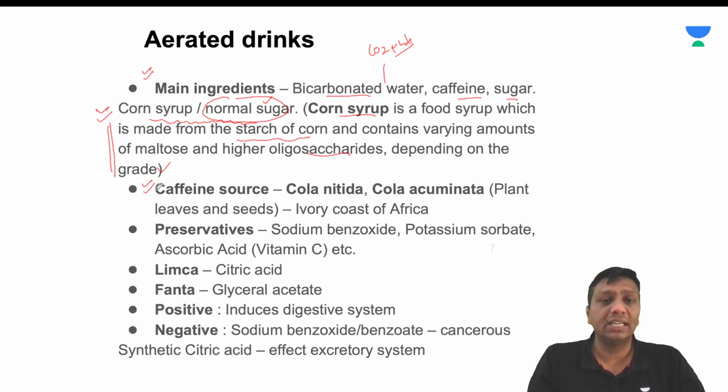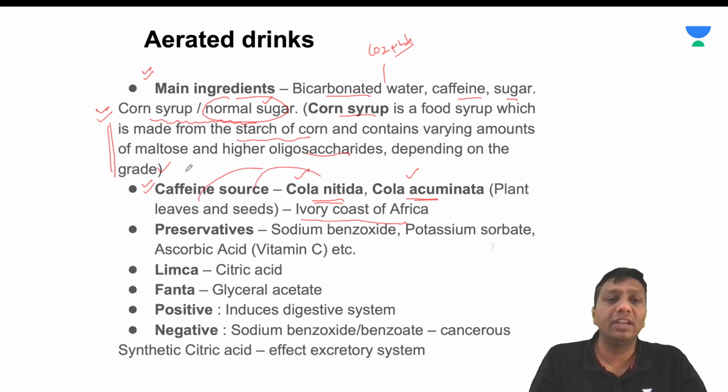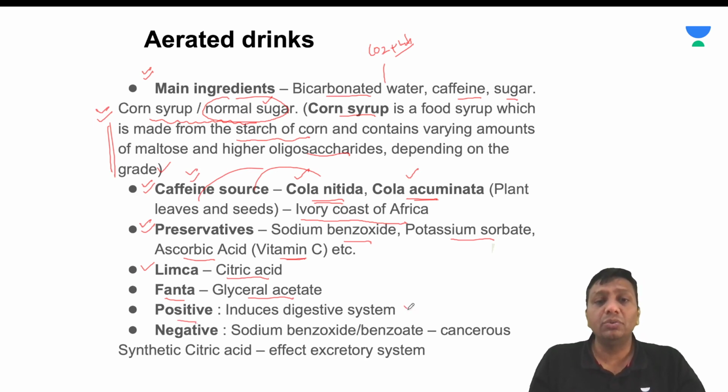What about the caffeine sources? The plants we are using are Cola nitida and Cola acuminata, and these are the cheapest source of caffeine. These plants grow in the Ivory Coast of Africa. These plant leaves and seeds are the richest source of caffeine. Inside the cold drink, the preservatives we use are sodium benzoate, potassium sorbate, ascorbic acid. These are the various preservatives. Ascorbic acid is vitamin C. Limca has citric acid for taste. Fanta has glycerol ester for the orange flavor. What is the positive of aerated drinks? They induce the digestive system. The negative of aerated drinks: the preservatives we are using, like sodium benzoate, are cancerous.